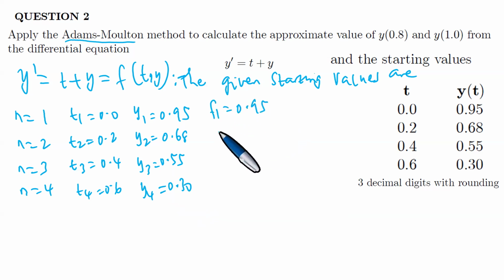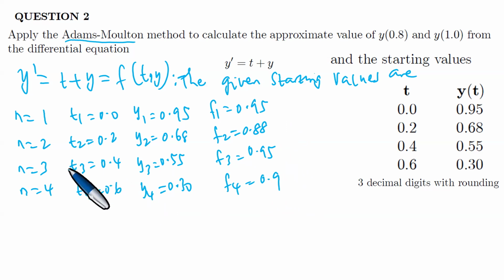0.95. 0.88. 0.95. Okay, I know that we discussed this last time. And then 0.9. Okay, so we are just reinforcing some facts about this, and we move forward.